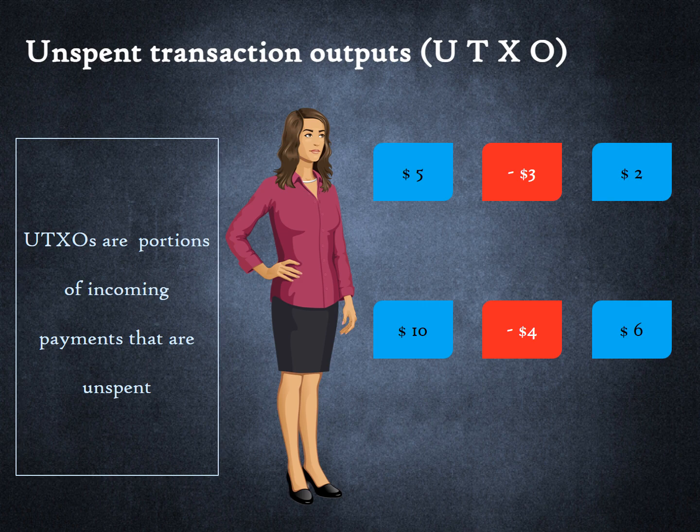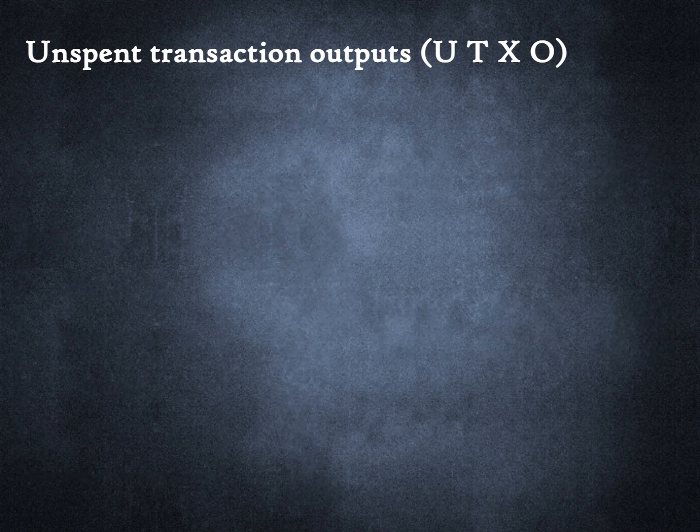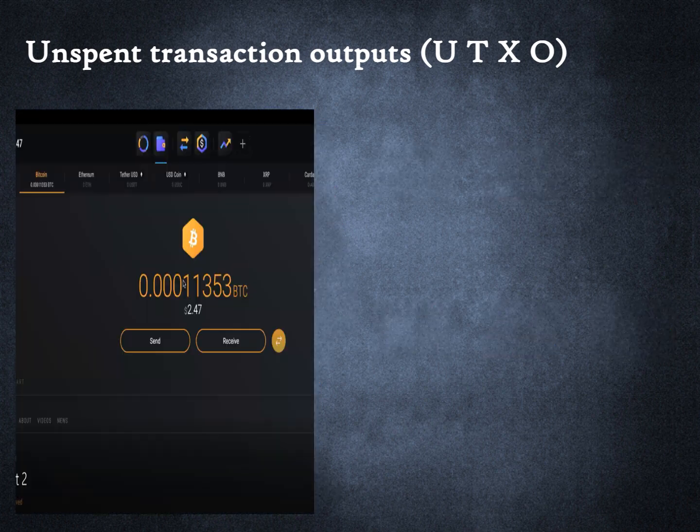You may be wondering if she needed to spend $1, which UTXO should be used. The answer is, it is up to her, just as you can choose the currency note in your wallet. From an accounting point of view, it doesn't matter. The Bitcoin blockchain records transactions and not balances.